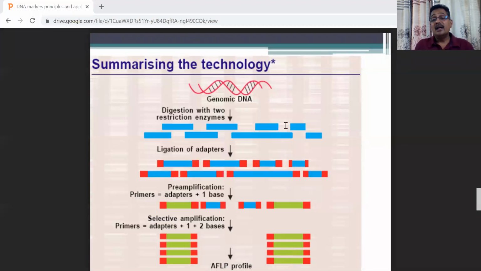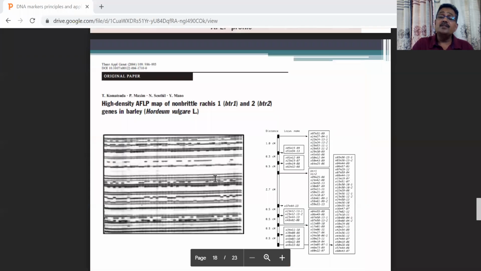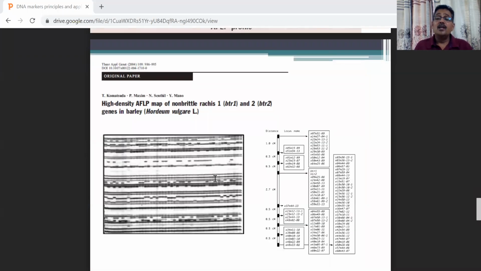And you need to run a sequencing gel, that is a big polyacrylamide gel. And this gel has to be stained with silver staining. The silver staining process itself takes half a day to develop the gel. So that again is a lengthy process.